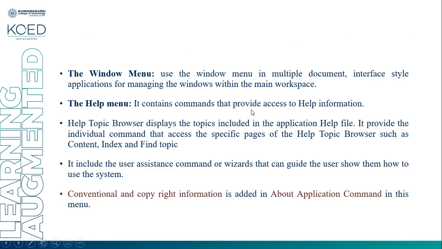The help menu should contain the commands that provide access to the help information. The help topic browser displays the topics included in the help file. It provides individual commands that access specific pages of the help topic browser, such as contents, index, and find topic. It includes user assistance commands or wizards that can guide the user and show them how to use the system. Version and copyright information is added in the about application command in this menu.